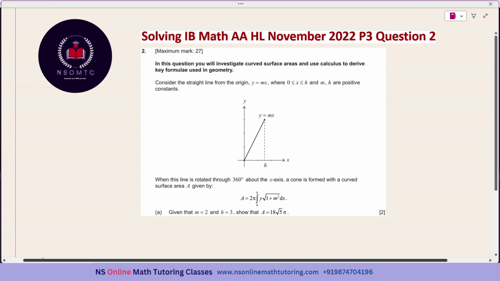Hello students, we are solving the IB Math EA HL past paper questions, and currently we are solving the IB Math EA HL November 2022 paper 3 past paper. Today we will be solving question number 2 of this paper.